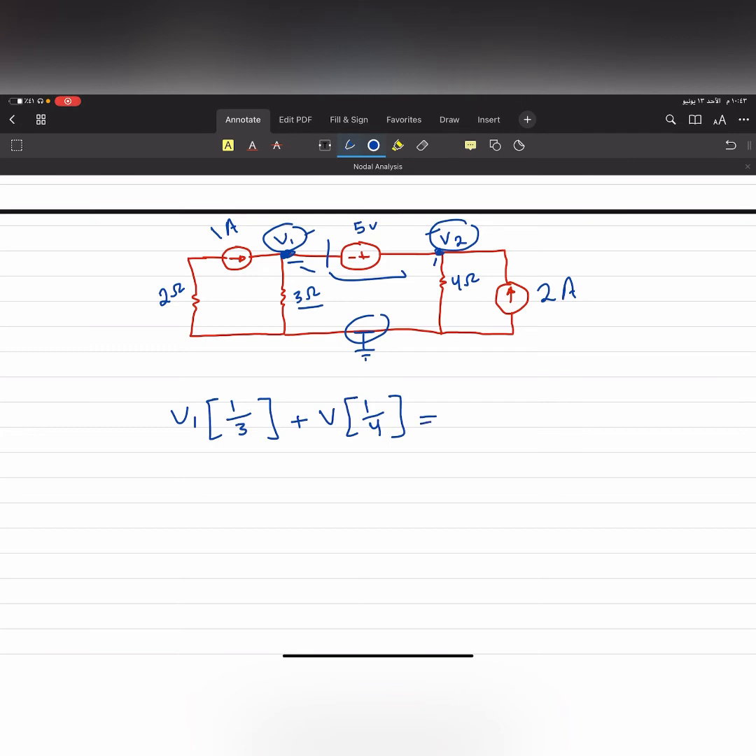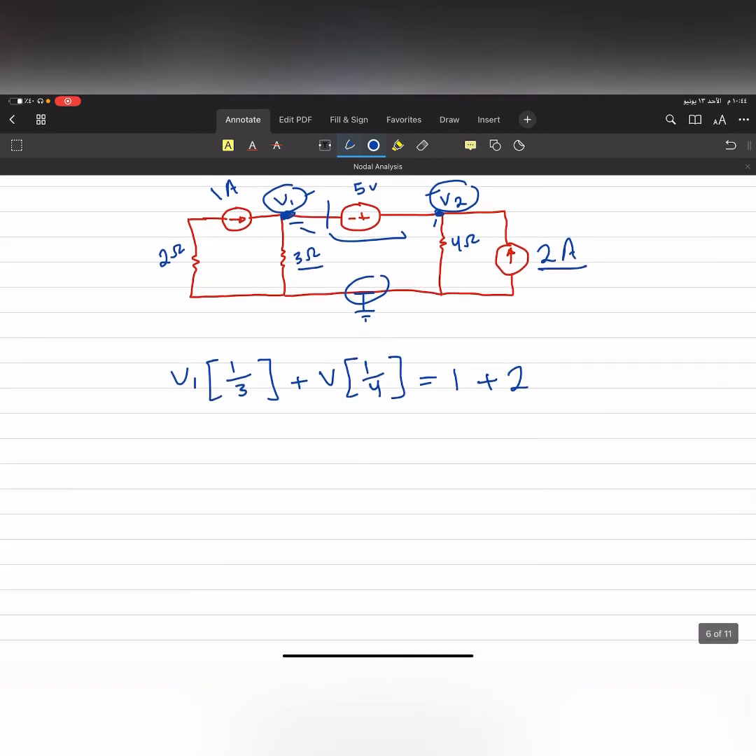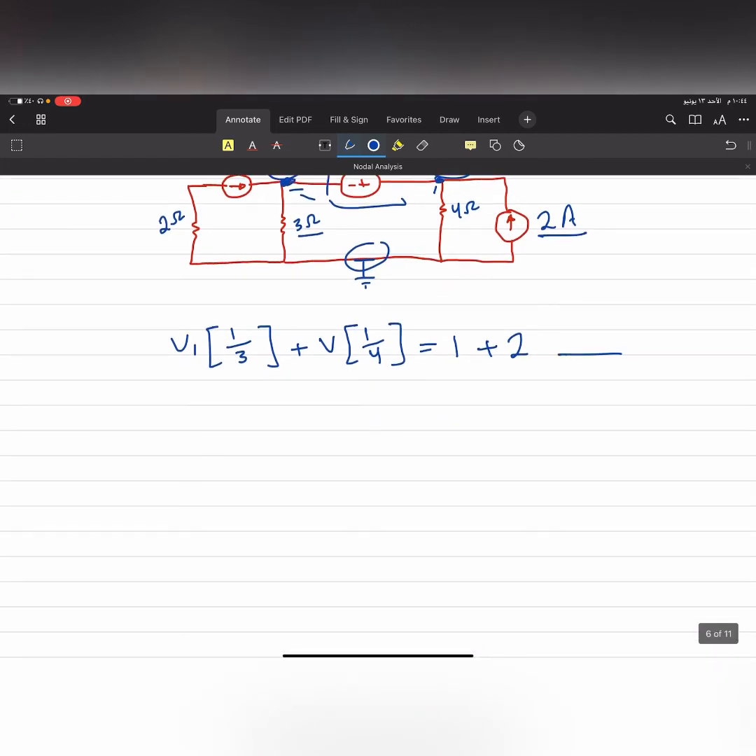Then I will say equal to the current entering the supernode. The supernode actually is all of this. So this one is entering and this one is also entering the supernode. So the supernode starts from here and ends here, okay? We have entering current 1 amp, and also this one is entering, so 2 amps. If I just reverse this one, I made it down, it will be -2 amps, okay? But since this one is up, that means it's entering, so it will be plus. Entering is plus, leaving is negative. So that's it. This is our equation A.